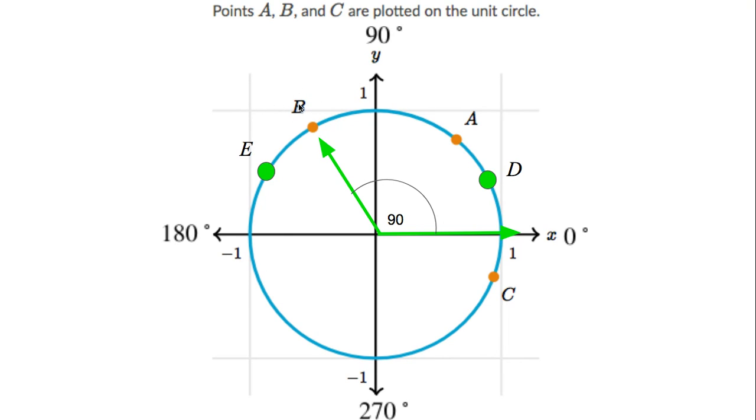That's the first skill that you'll work on with the unit circle. You'll identify what could be possible degree measures for point E and point D.